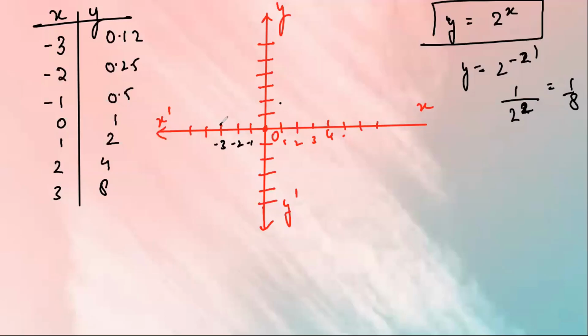So it's 0.12, very close to 0 only. At -2, it is a little above 0.25. At -1, it is 0.5 here. At 0, it is 1. At 1, it is 2. At 2, it is 4. Oh, sorry, 4 is here. And at 3, it is something like 8, so above here. So if I draw the graph here, you will see that this is my graph, right?